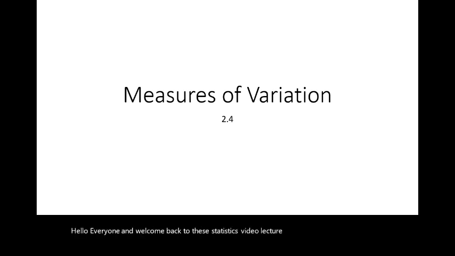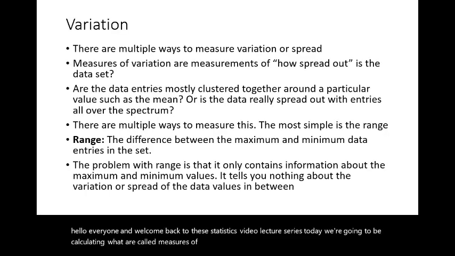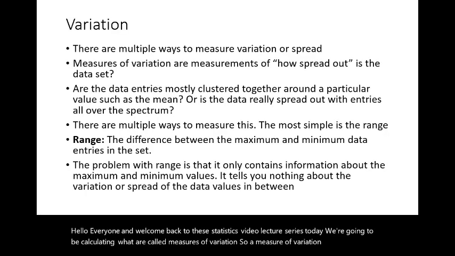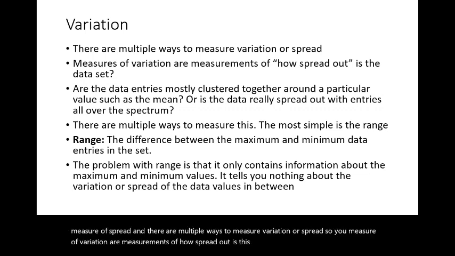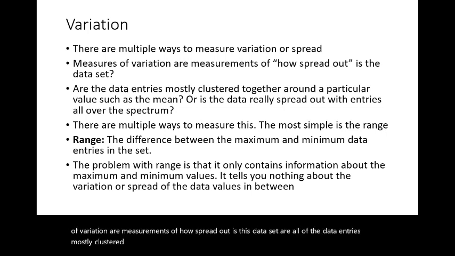Today we are going to be calculating what are called measures of variation. A measure of variation is also known as a measure of spread, and there are multiple ways to measure variation or spread. A measure of variation is a measurement of how spread out a data set is. Are all of the data entries mostly clustered together around one particular value, such as the mean? Or is the data really spread out, with entries all over the spectrum?